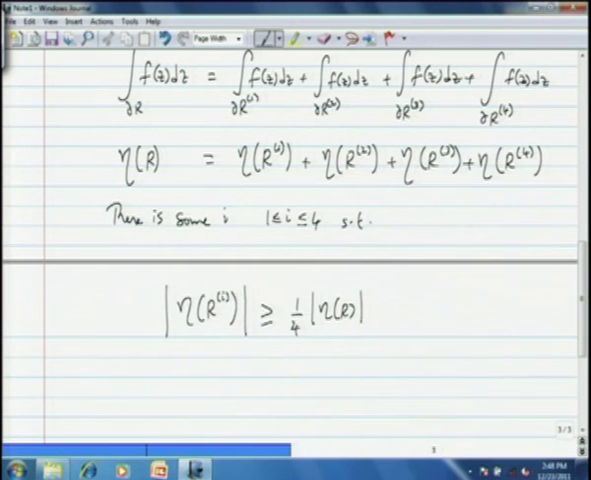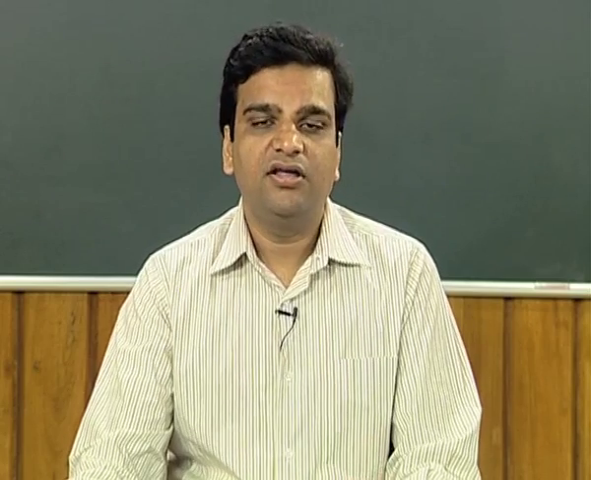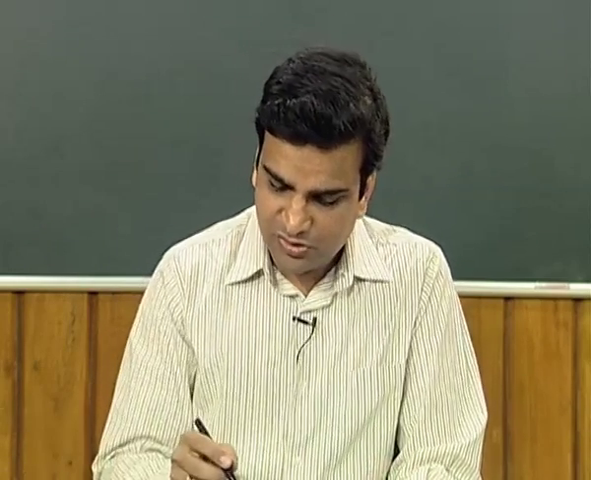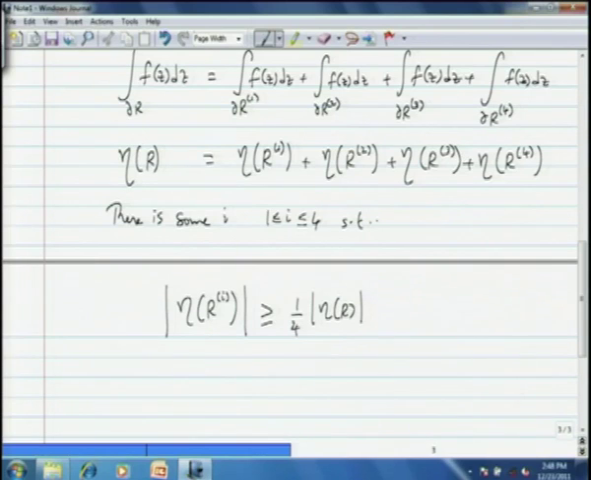That is clear, because if the moduli of every one of these is strictly less than 1/4 of the modulus of η(R), then you get a contradiction from the triangle inequality. So there should be one i such that this holds. That we will preserve. We will preserve this inequality.